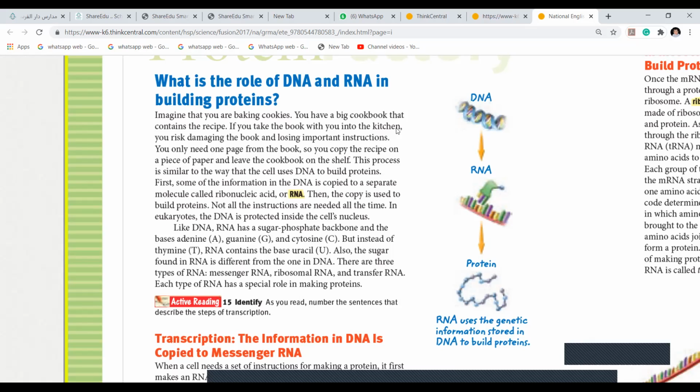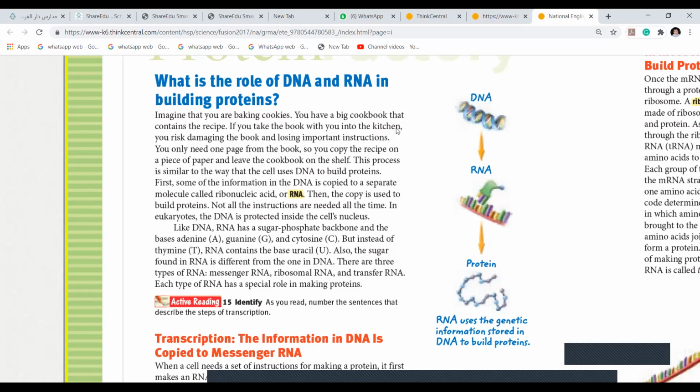And the bases, what are the bases? Adenine, guanine, cytosine. But instead of thymine, RNA contains the base uracil. Just like DNA, the RNA has sugar, phosphate, and bases: A, G, C. T is not there. Adenine is there, guanine is there, and cytosine is there. But no T, no thymine. Instead of thymine, RNA has the base uracil. What is it? The base uracil.